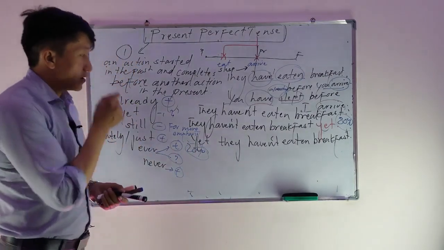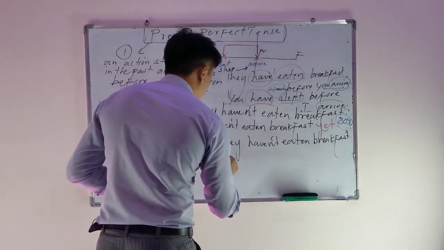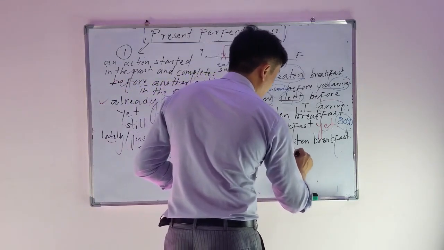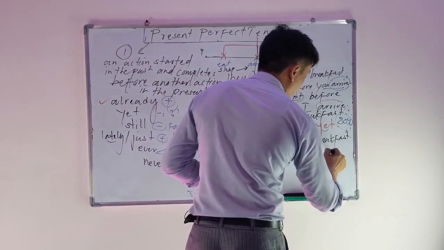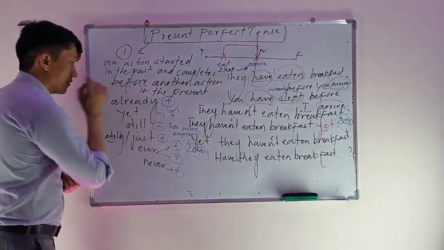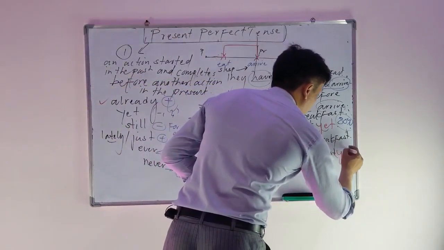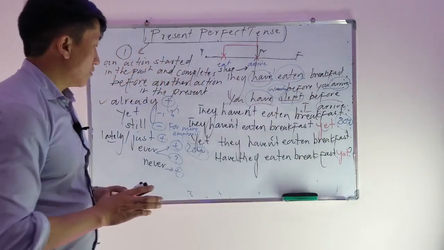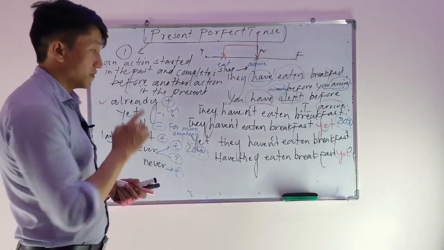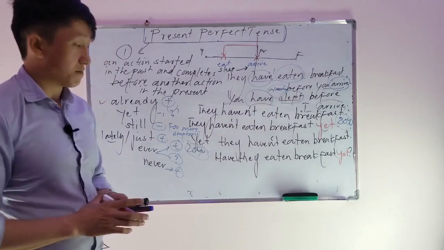Now, if I want to change the same sentence to a question, for example, they have eaten breakfast, I have to say, have they eaten breakfast? Now, where should I use yet? I said, with a negative and question, we use yet. So here we have to use yet at the end of the sentence. We say, have they eaten breakfast yet? So it comes at the end of the sentence. We should be very careful not to use it at the beginning when we have a question.